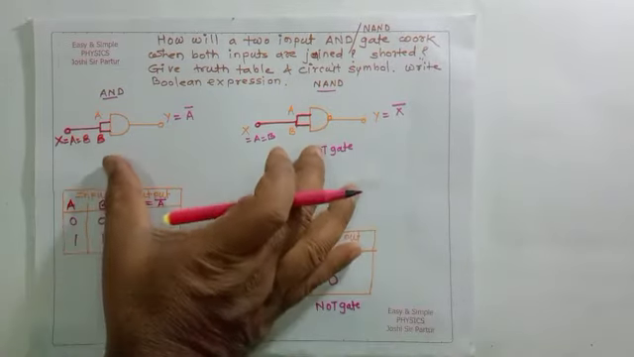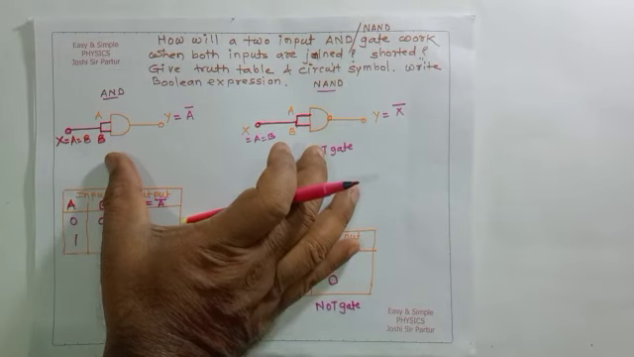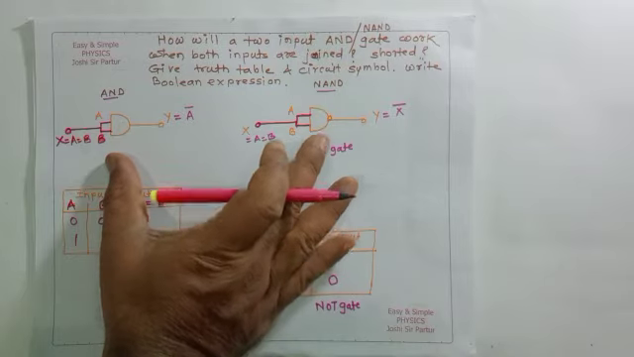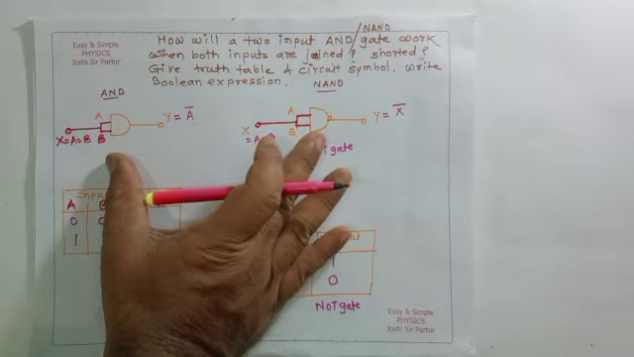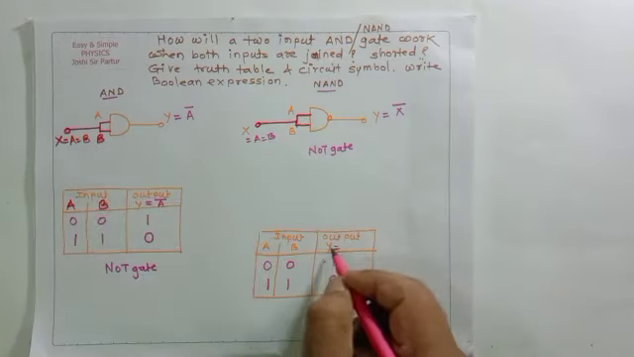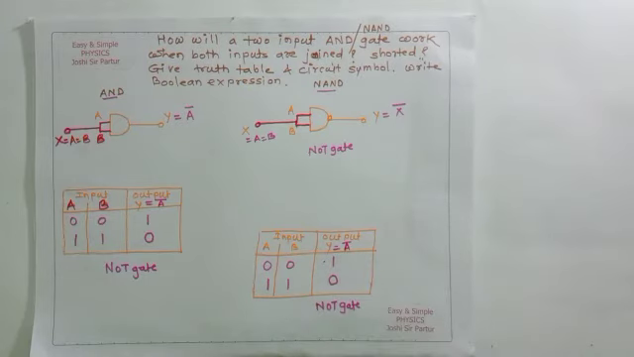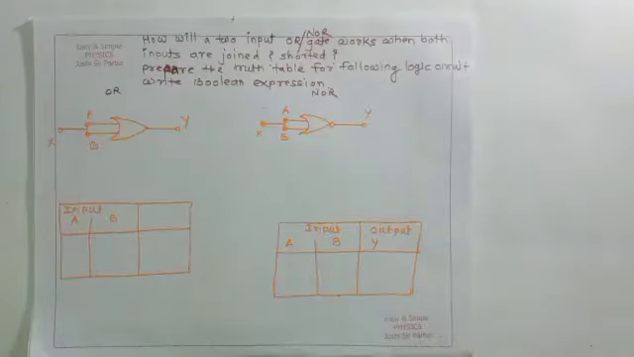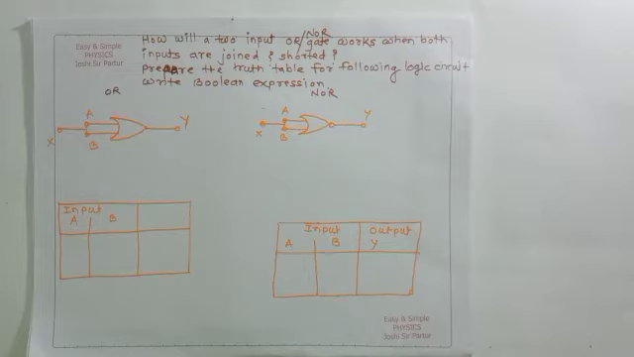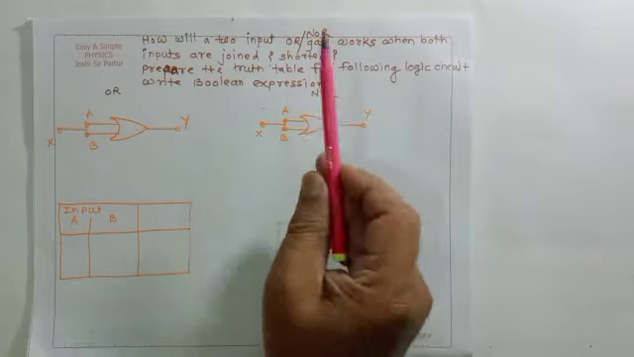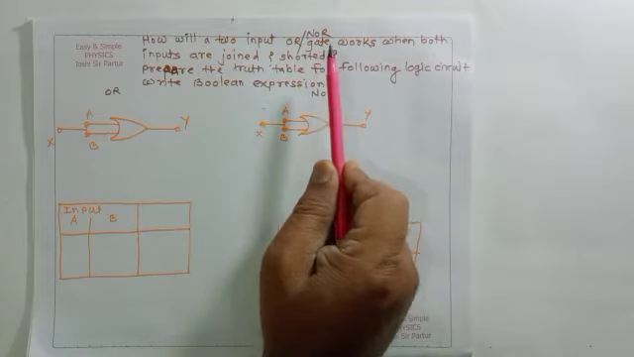Means from these two cases, the AND gate when its inputs are shorted, and the NAND gate when its two inputs are shorted, both represent a NOT gate. That is the Boolean expression Y equal to complement of A, and that is the answer for this numerical. So another numerical will be asked like this: how will a two input OR gate or NOR gate work?